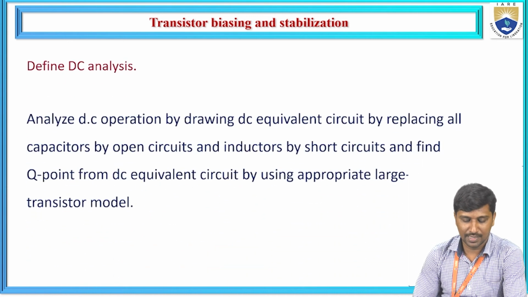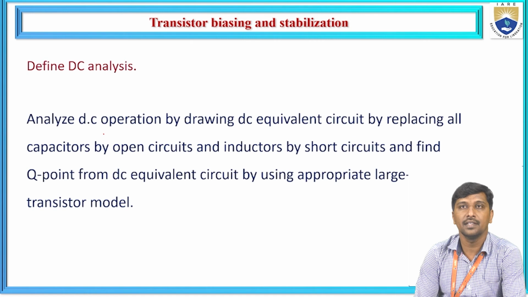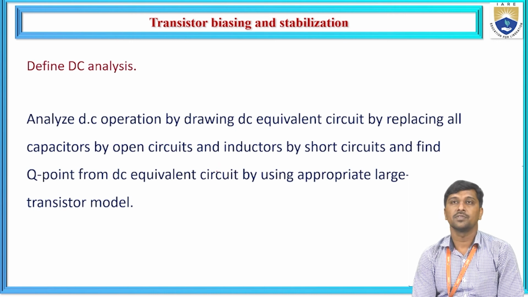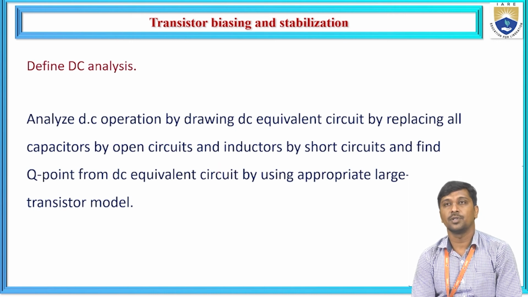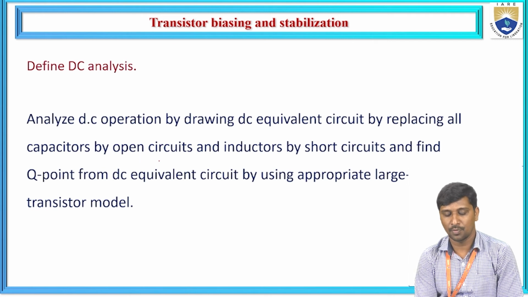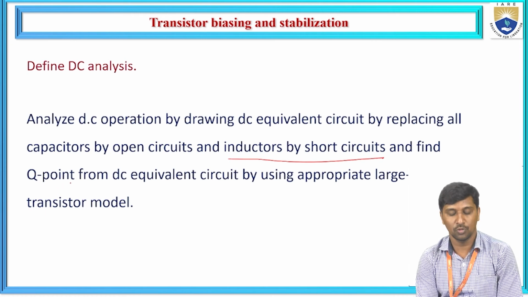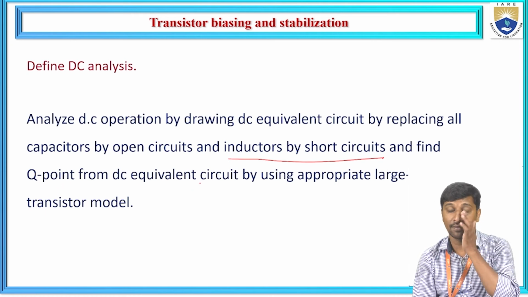Now define DC analysis. To identify the DC load line, first we need to identify the DC equivalent circuit. To obtain the DC equivalent circuit, first we replace the AC voltage sources with ground, and we make the capacitors open circuits. Any inductors should be replaced with short circuits. Then find the proper Q point from the given equivalent circuit.